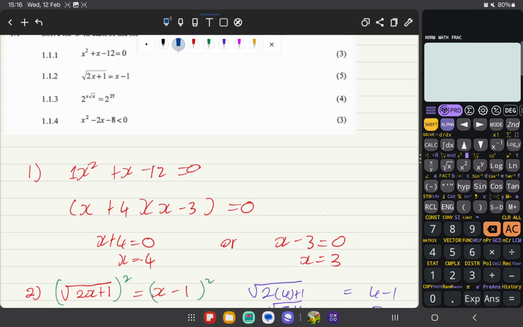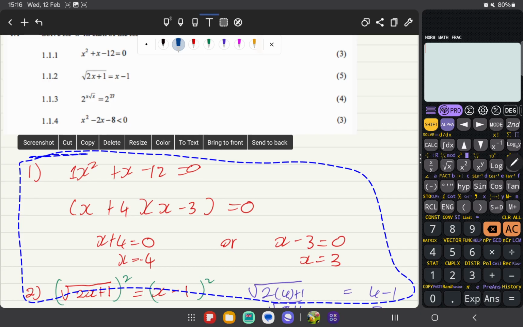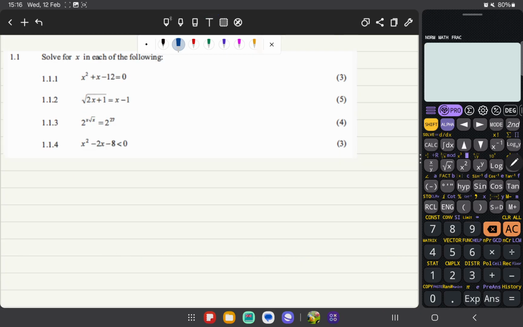Cool stuff. So I'm going to erase this part to do the last one. The last one, nice and easy. This one is inequalities. Remember the thing that I said about inequalities? If you just have a straight up inequality like this, all you have to do is assume that you are solving for x, which technically you are. You're trying to find the values of x which will make that statement 1.1.4 true.